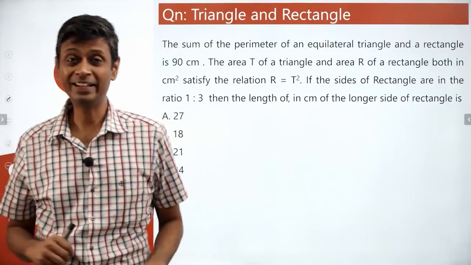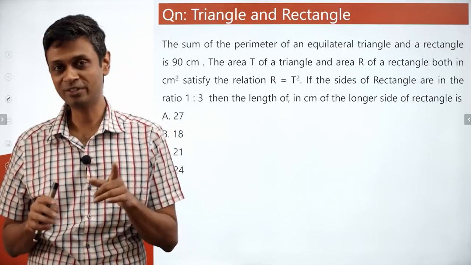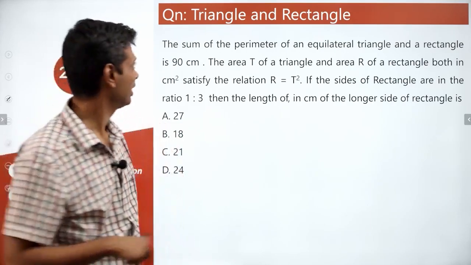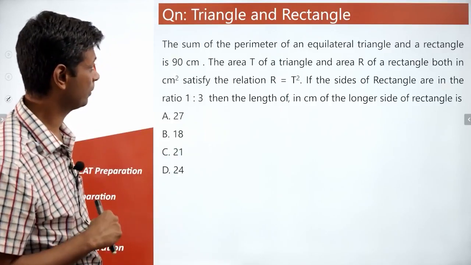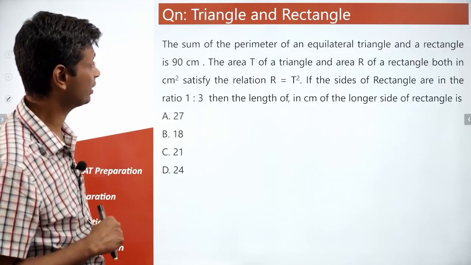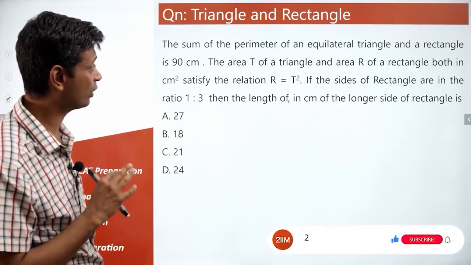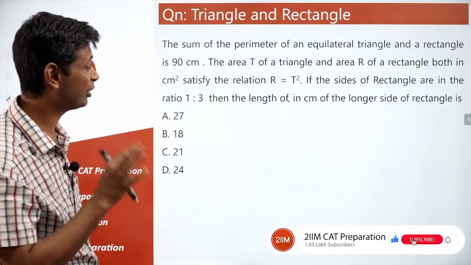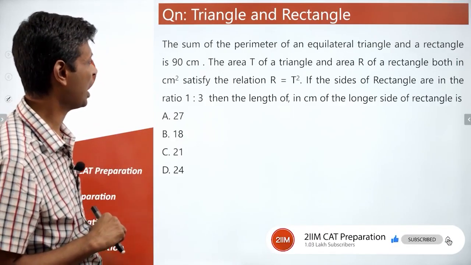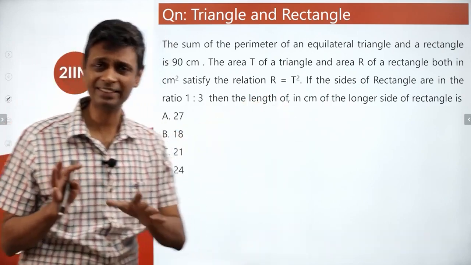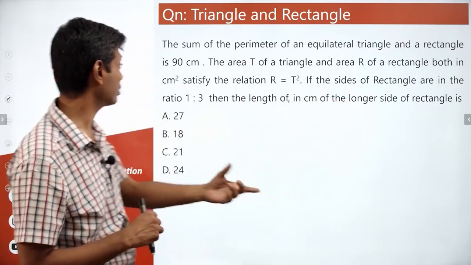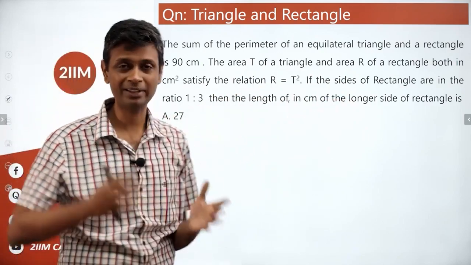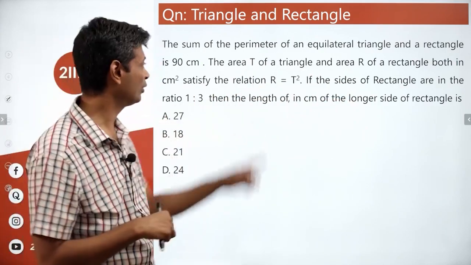Let's do this one. Really vague question. So I'm going to read this and then tell you what my problem with this is. The sum of the perimeter of an equilateral triangle and a rectangle is 90 centimeters. The area T of the triangle and area R of a rectangle, both in centimeter square, satisfy the relation R equal to T square. Hate these kind of questions where both of these are the same units and then you capture it in centimeter square and frame this equation. Like there are hundreds of ways to frame the equation without resorting to this.